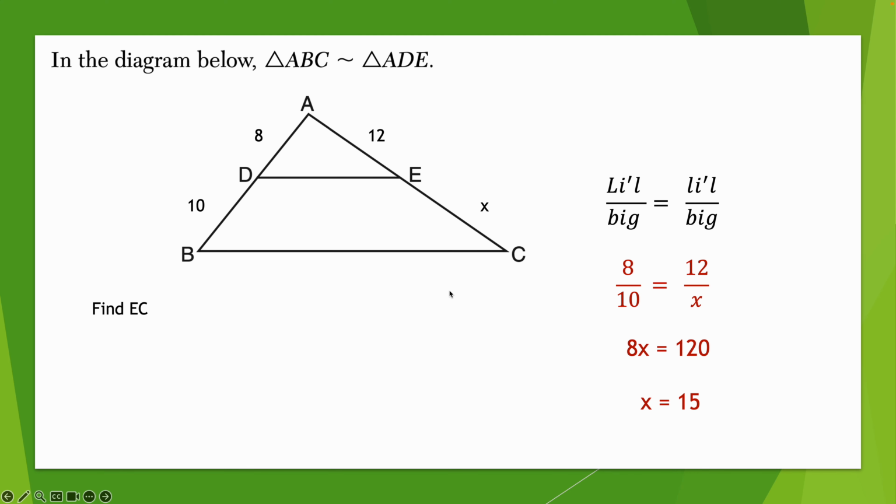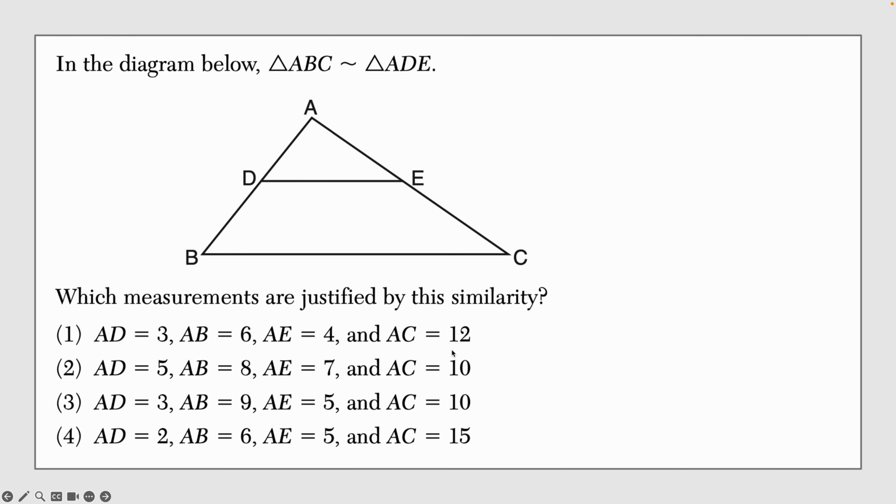Okay? All right. Now, one more question to take a look at. Diagram below, triangle ABC is similar to triangle ADE, so that similarity means in which one of these, when you set up the little is to big as little is to big proportion, does it actually work? Stop, start.